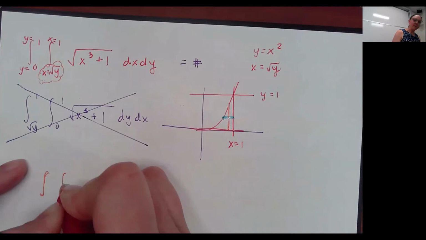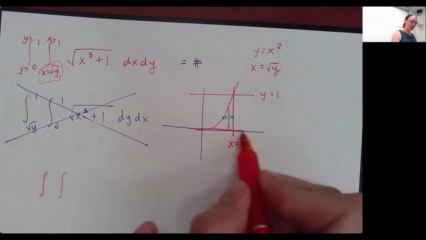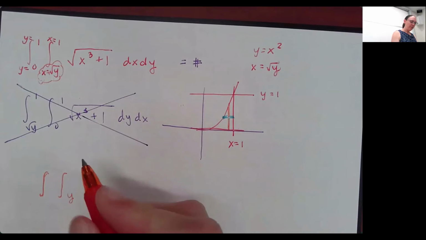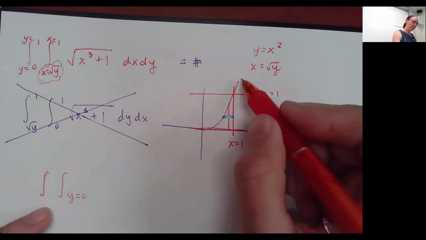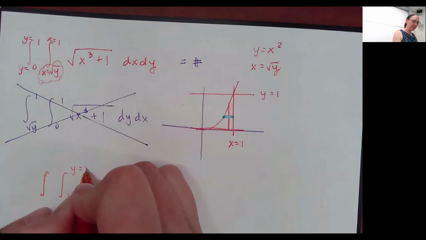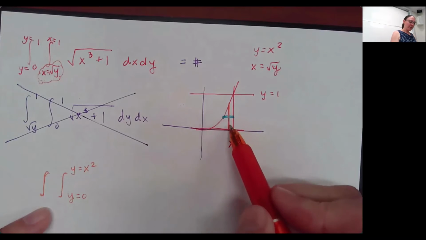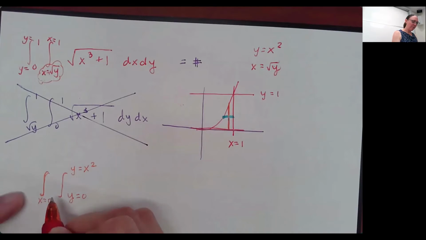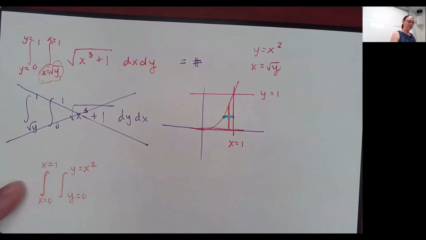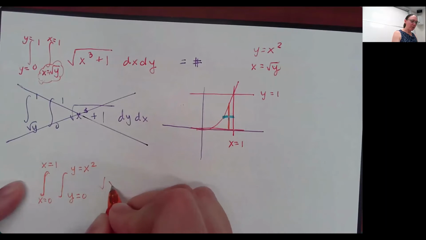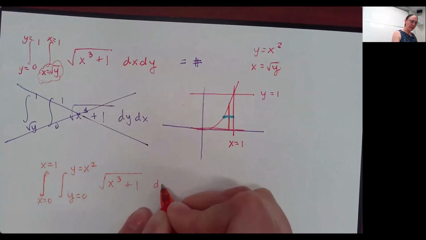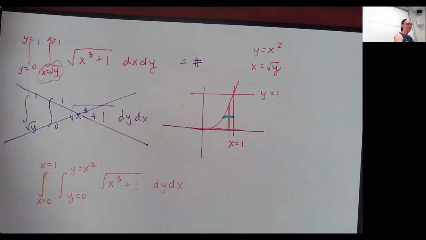And that vertical cross section, my inside bounds, the function at the bottom is y equals 0. And the function at the top is y equals x squared. I would take those vertical cross sections as far to the left as x equals 0 and as far to the right as x equals 1. When we switch that order of integration, we haven't done anything to change that interior height function. The only thing we're doing is changing the bounds. And then we're ready to integrate.